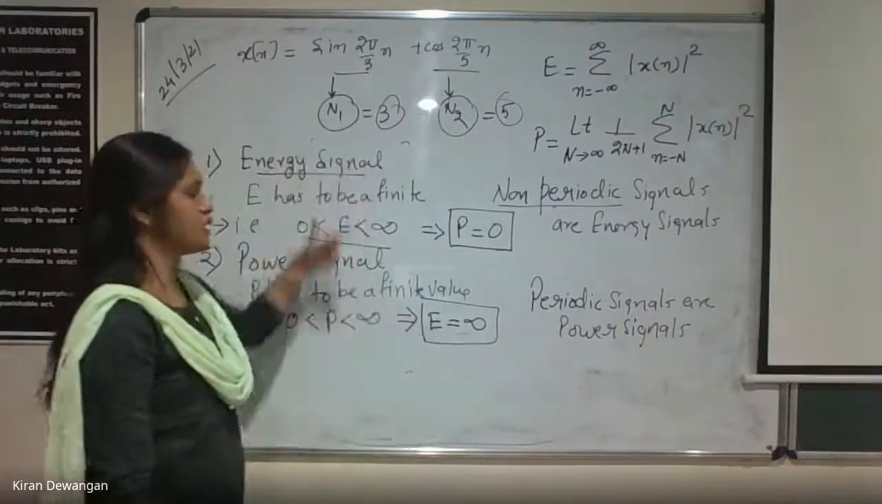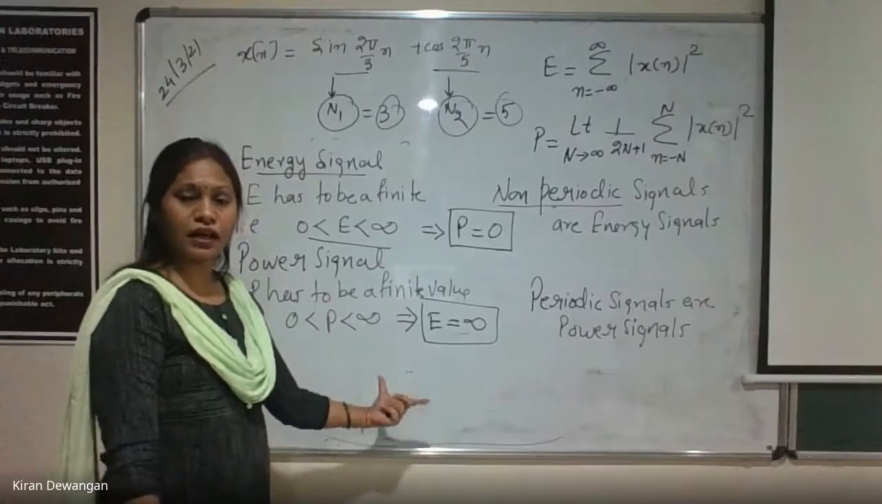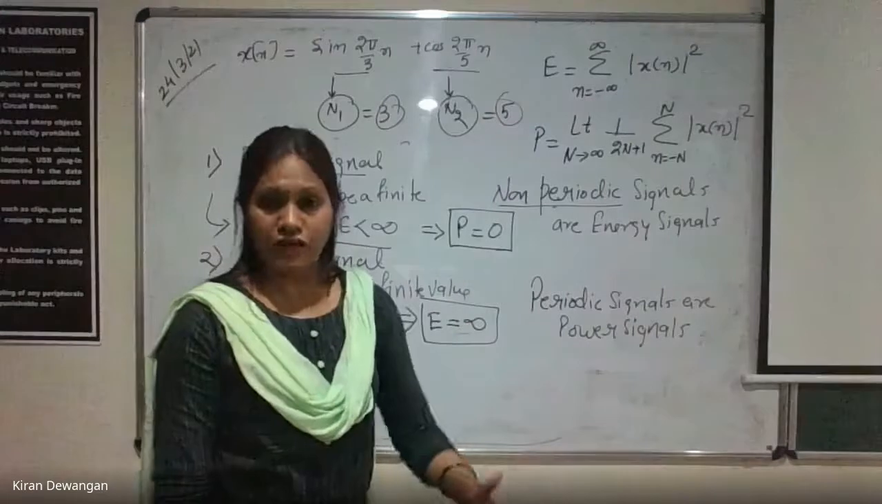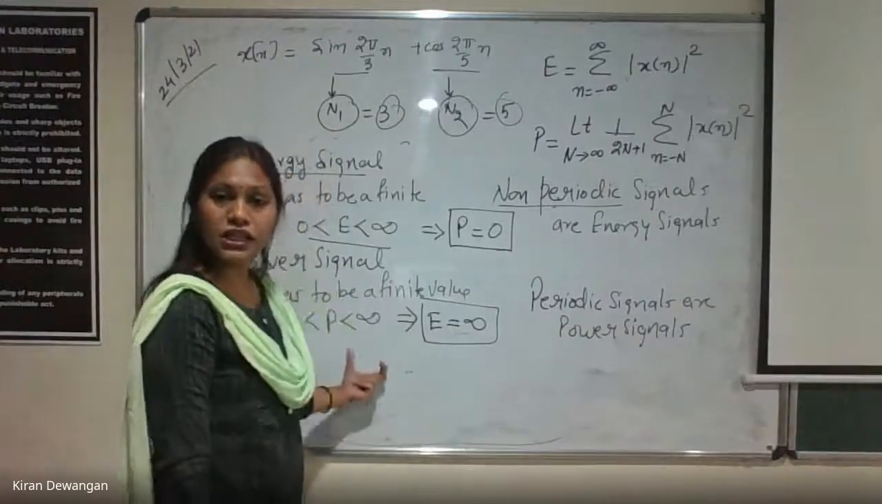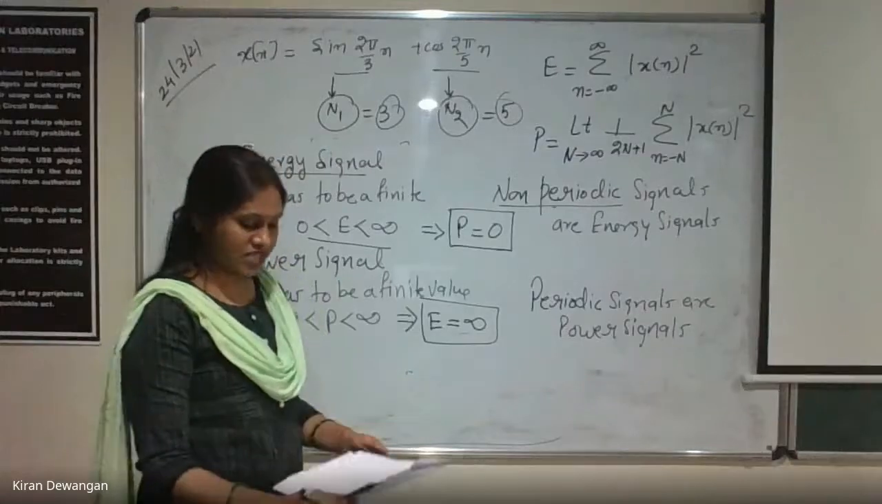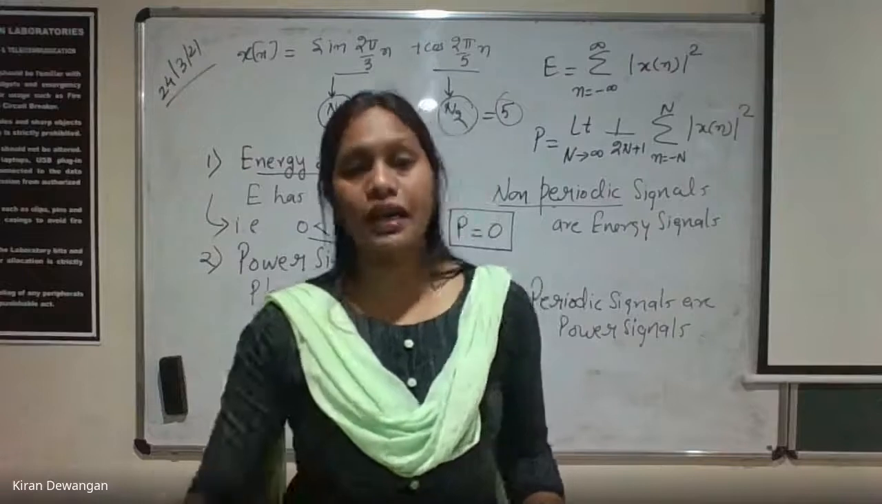Now if it is not satisfying any of these conditions, मतलब ये भी satisfy नहीं कर रहा है, ये भी satisfy नहीं कर रहा है, then in that case it will be neither an energy signal nor a power signal. कोई भी signal नहीं है, वो energy signal भी नहीं है, power signal भी नहीं है. Is this concept clear now? Energy and power concept is clear. Both energy and power signals are mutually exclusive.